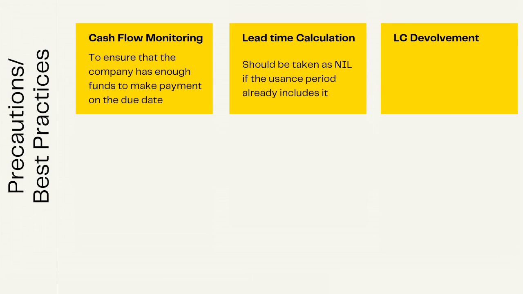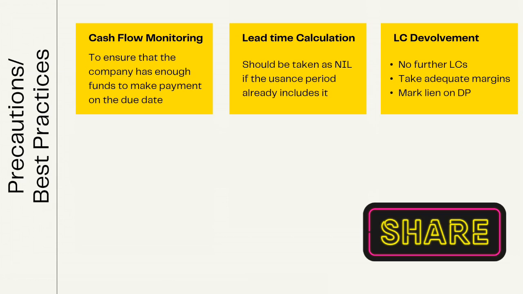When devolvement of LCs happen in case of irregularity in the cash credit account, do not open further LCs. Take adequate margins and step that up in case of it becoming a habit. In worst cases, stop further issues. Mark lien on the drawing power so that usance bills are properly retired on the due date.